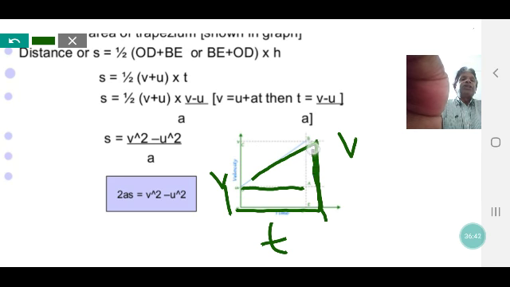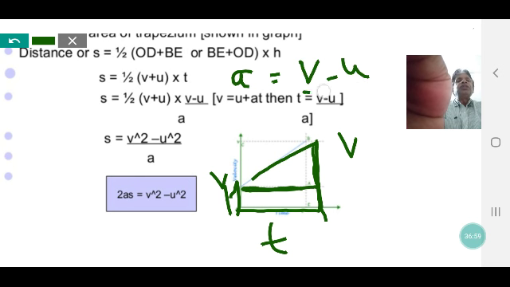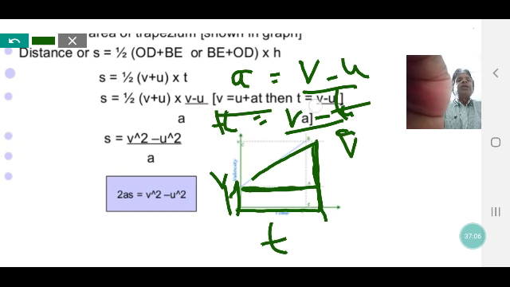These are the parallel sides, and this is the distance between them. Now put in the area values. S is equal to half into (V plus U) into T. We know from the first equation that A is equal to (V minus U) by T. So we can find T is equal to (V minus U) by A. If we put the value of T here, we get (V minus U) by A.